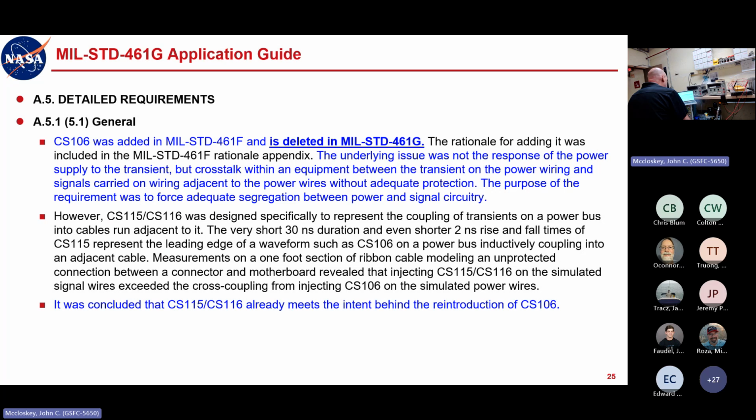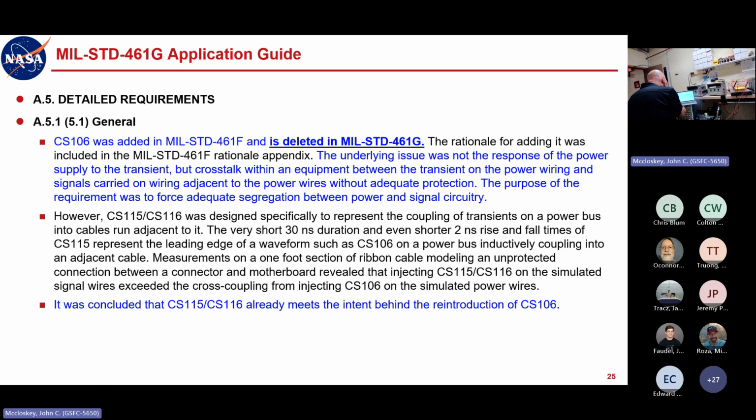transient, but crosstalk within an equipment. Interesting wording, within an equipment, between the transient on the power wiring and the signals carried on wiring adjacent to the power wires without adequate protection. The purpose of the requirement was to force adequate segregation between power and signal circuitry.